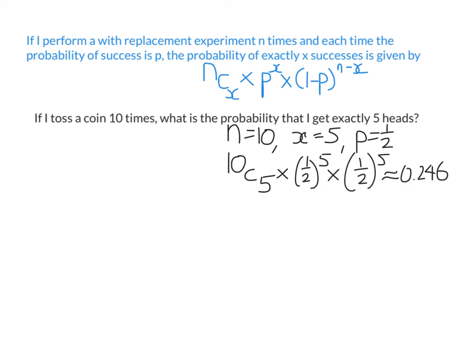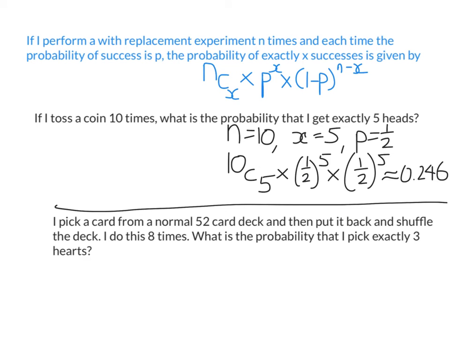Let's look at one more example. So let's look at this question here. Normal 52 card deck. Take a card, put it back, shuffle the deck. We do this 8 times. So basically we're picking 8 cards from the deck with replacement because I put it back. What's the probability I pick exactly 3 hearts? Well, here the number of times I'm picking a card is 8. I'm interested in getting exactly 3 hearts. Each time I pick a card, the probability of getting a heart is a quarter.